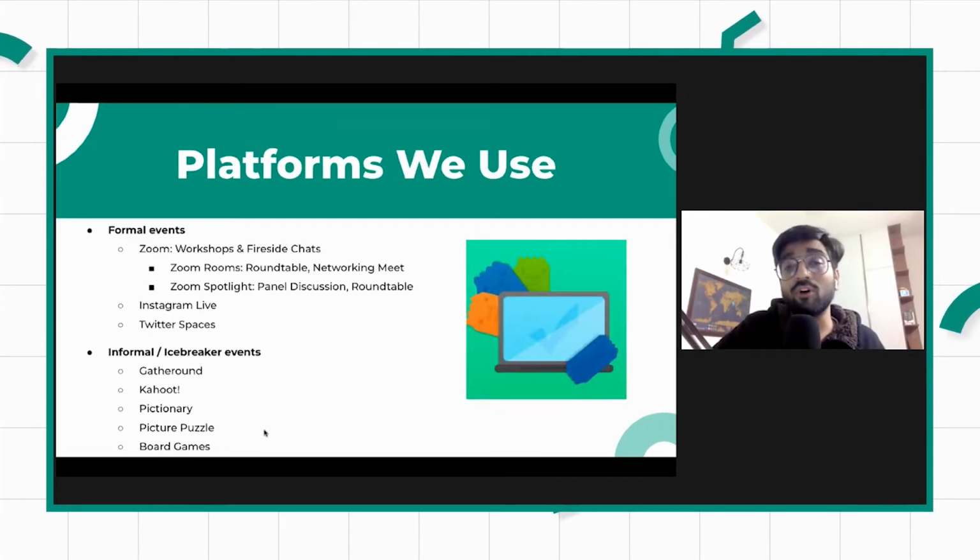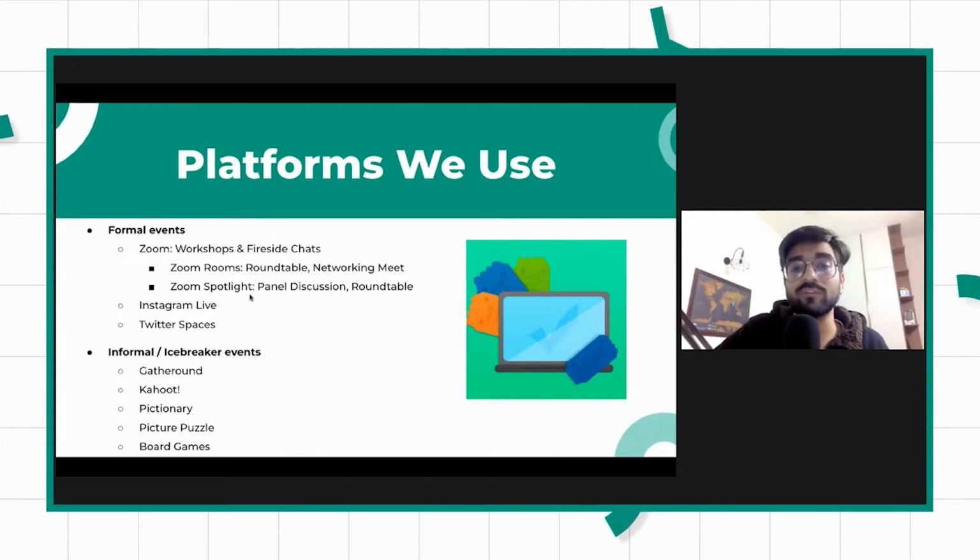Some of the platforms that we've used so far as Community Hood and LikeMinds are the following, of course, Zoom for not only workshops and fireside chats, but within Zoom there are various things like Zoom Rooms, Zoom Spotlight, which we've used for different types of events. Then there are Instagram Lives that we have done, Twitter Spaces, we've done one chat in the past. And then for these informal events, there are different platforms that we've explored.